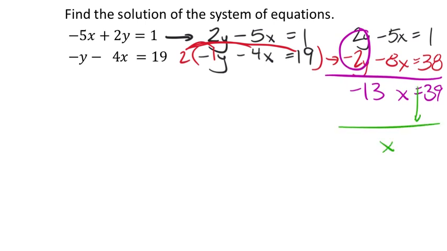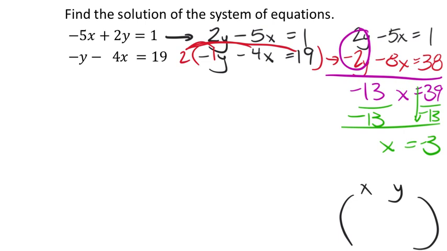I'm going to make the coefficient of x a phantom 1 by dividing both sides by negative 13. This is great because it's just going to give me negative 3. So the x value I have is negative 3 in my ordered pair. I still need my y value. It doesn't matter which of the two equations you use from the beginning, just one or the other. Like I said, I'm going to stay consistent and use the top one. So I've got negative 5x plus 2y equals 1, and we're pretty sure the x is negative 3.